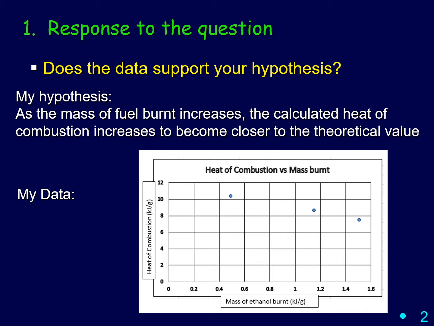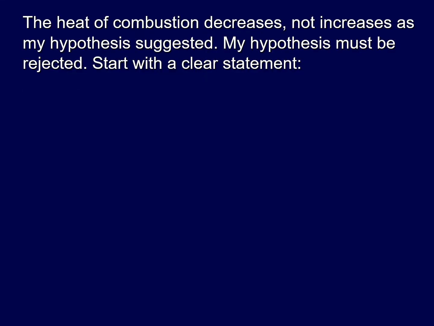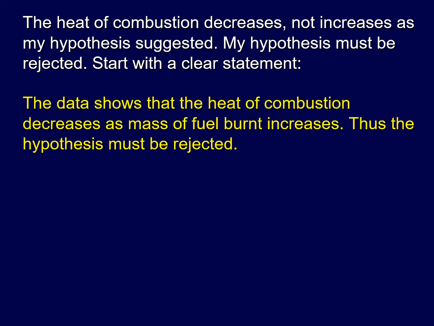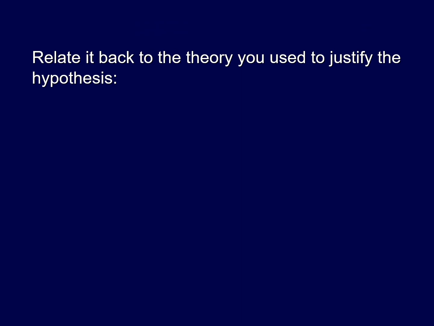So start off with a really clear statement that the hypothesis is either accepted or rejected, and in this example it is clearly rejected. So what does the data say? What does this mean for my hypothesis? Start off with that. Don't bury it somewhere deep at the end. Then, once you've made your judgment, now you can relate it back to the relevant theory, especially that you used at the start.